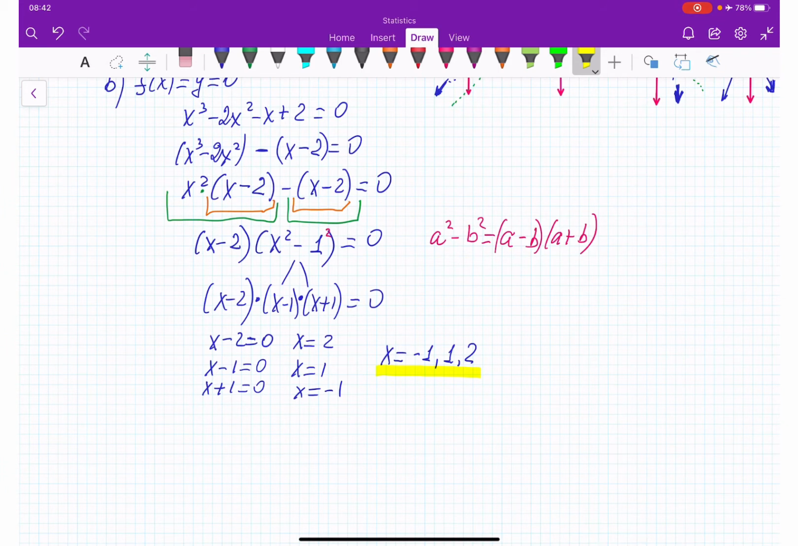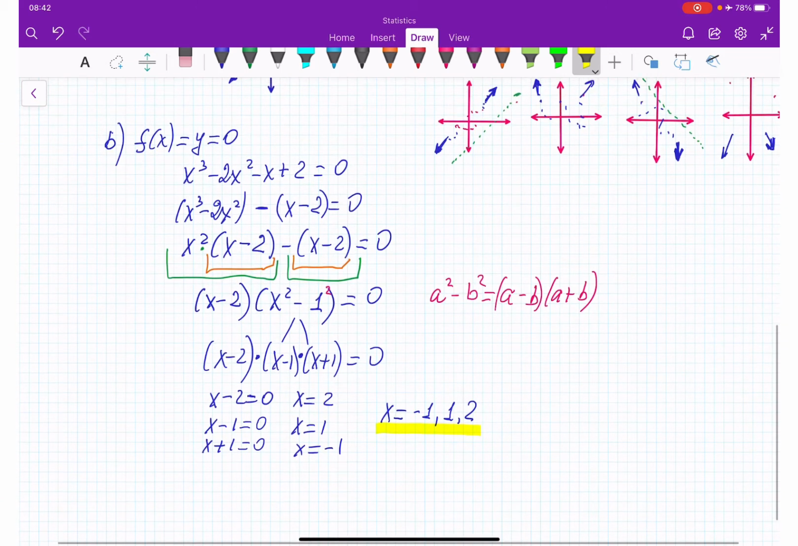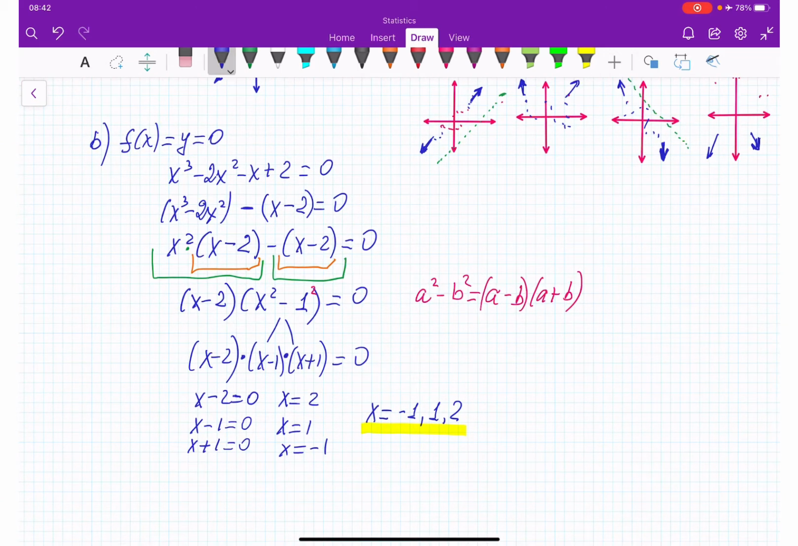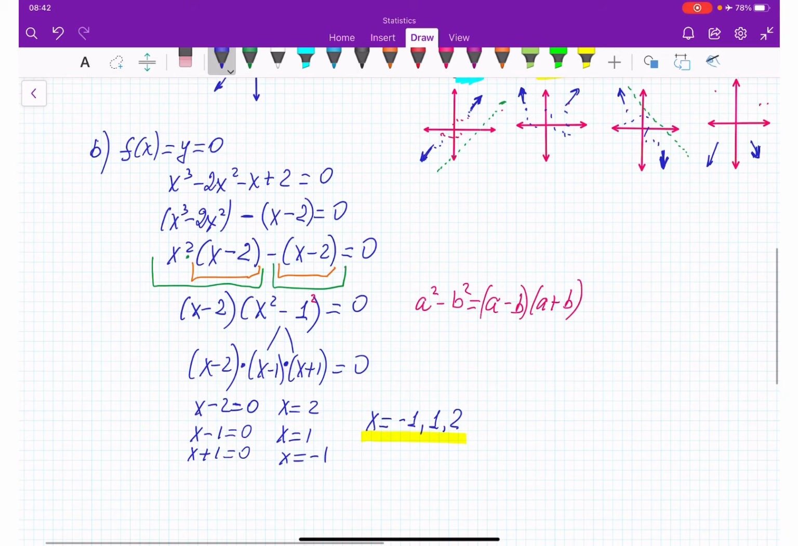We need to mark down our x-intercepts. All right. Right now, I'm analyzing by pieces, by elements, and then at the end, we will put all pieces together, okay? So we have negative 1, we have positive 1, and we have positive 2.